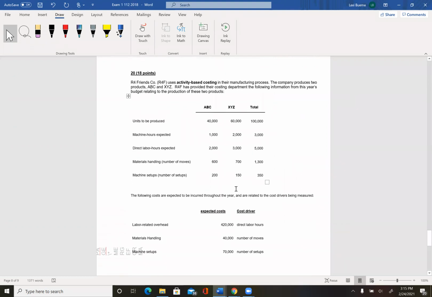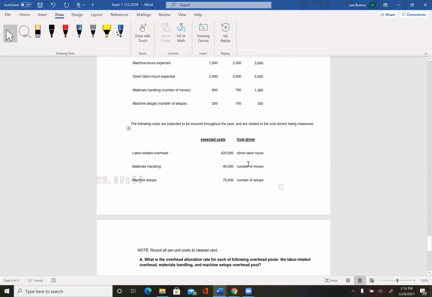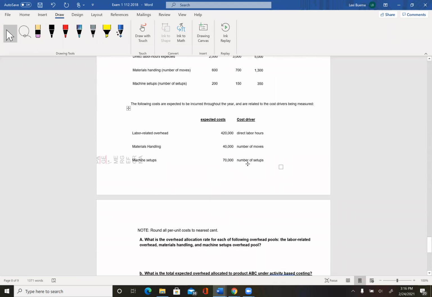Now we're going to go to 20, which is activity-based costing. And these are going to be all given. So our four friends uses activity-based costing in their manufacturing process. The company purchases two products, ABC and XYZ. They have provided their costing department the following information from this year's budget. So all of these are going to be given. The following costs are expected to be incurred throughout the year and are related to the cost drivers being measured.